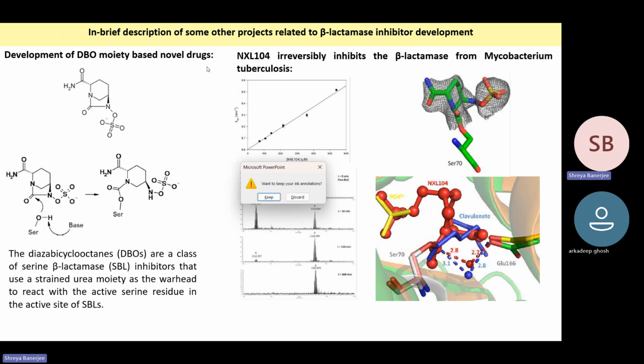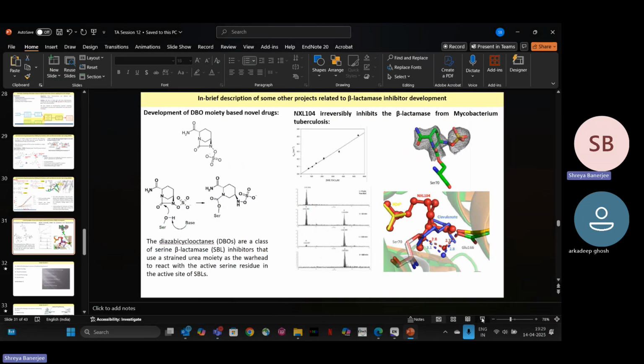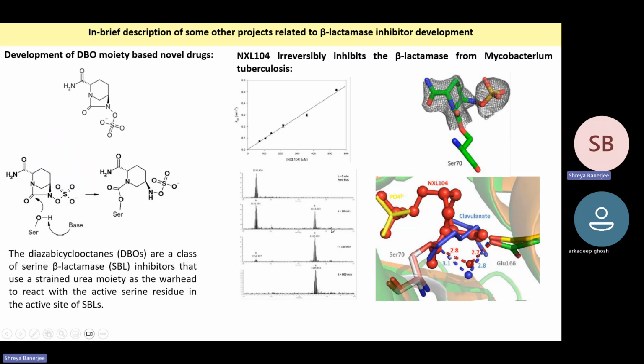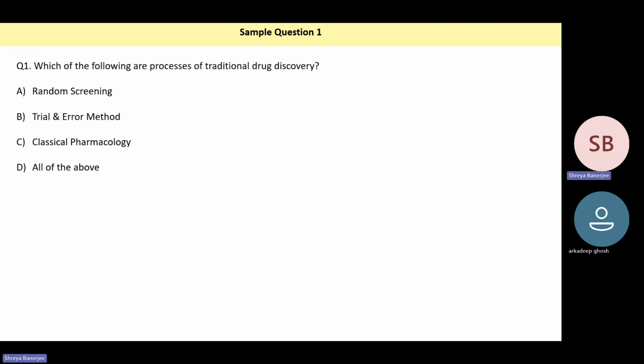So now we will, just 1 second. Now we will look at some practice problems. So the first question is asking, which of the following are processes of traditional drug discovery?